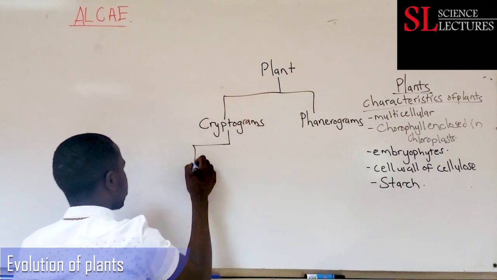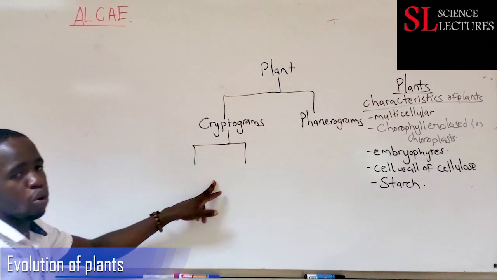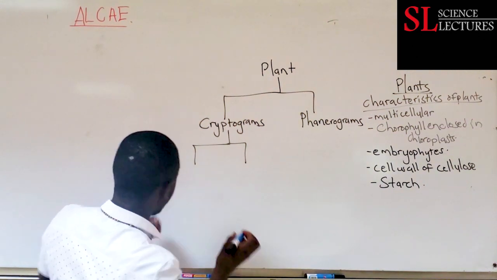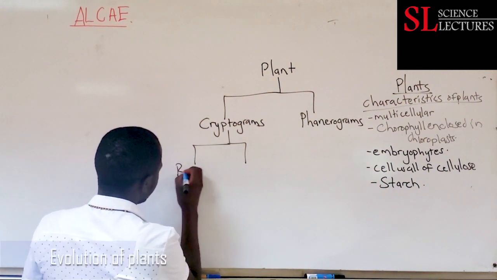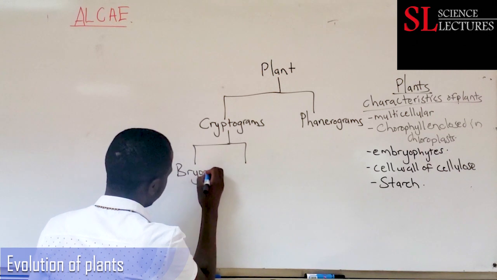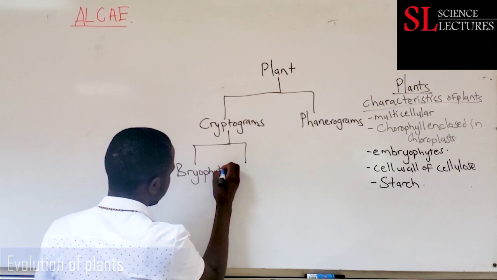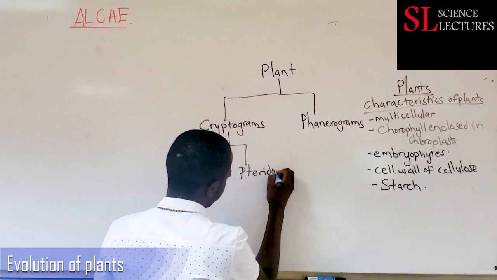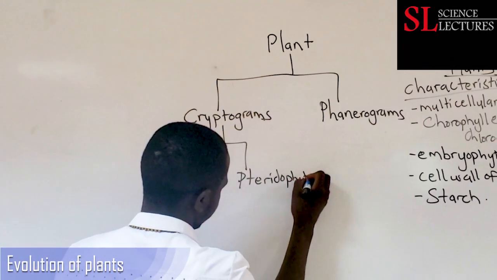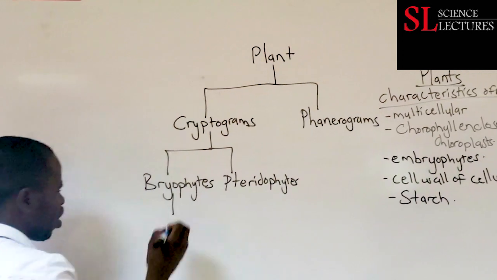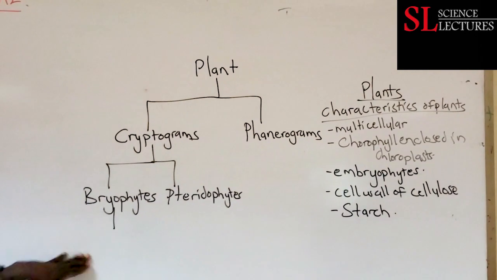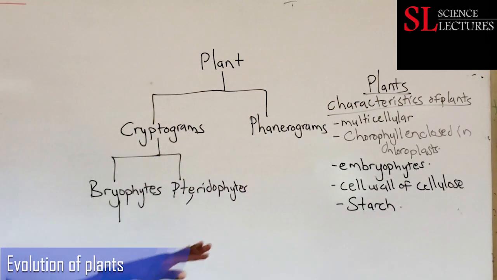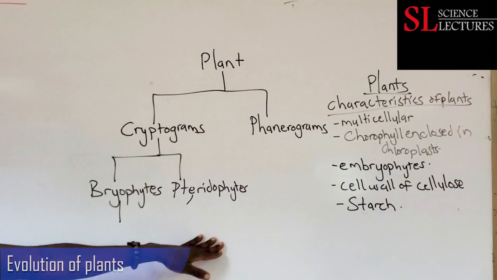So the cryptogams are lower seedless plants, and these are divided into two. They are the bryophytes, then you have the pteridophytes. Bryophytes are where you find things like mosses and liverworts. Pteridophytes are where you find things like club mosses, whisk ferns, and the likes.